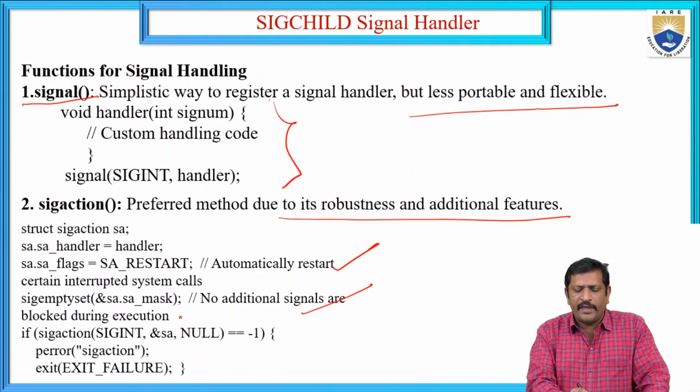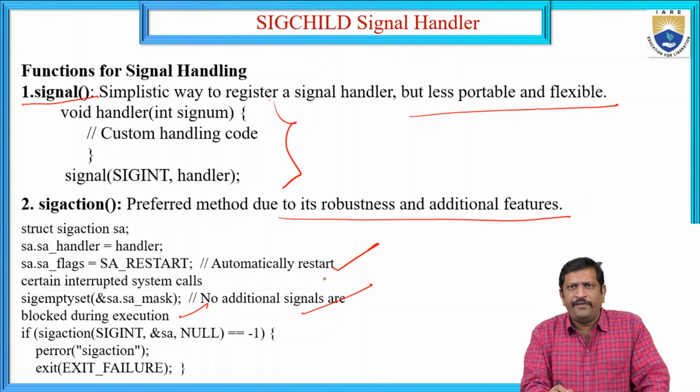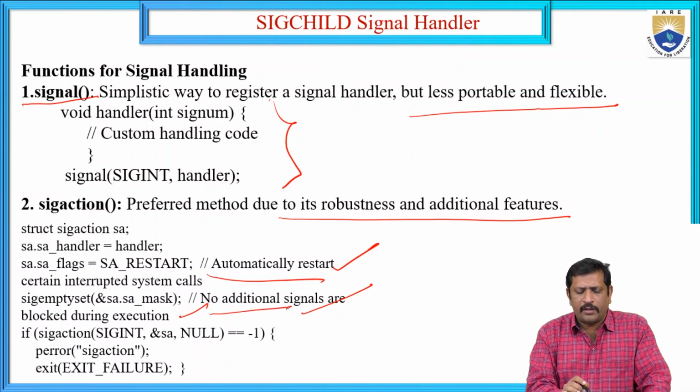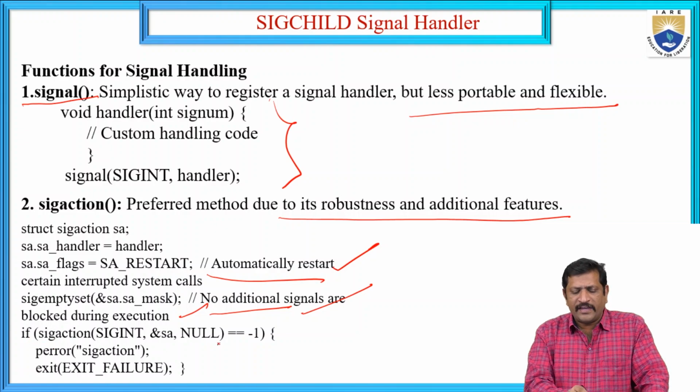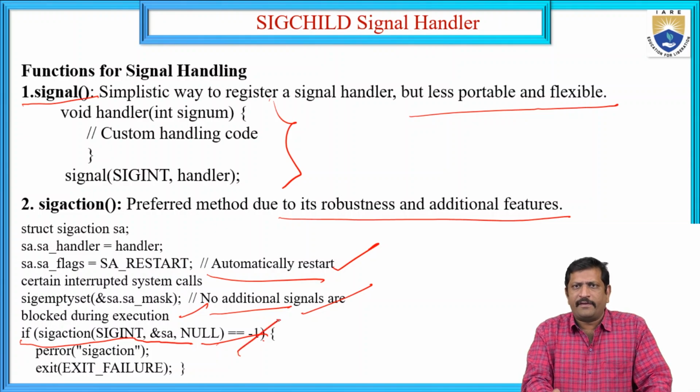So this is blocking during the execution. If any additional signal is sent, it will be blocked. And the signal action: if sigaction(SIGINT, &sa, NULL) equals -1, it indicates a signal error.